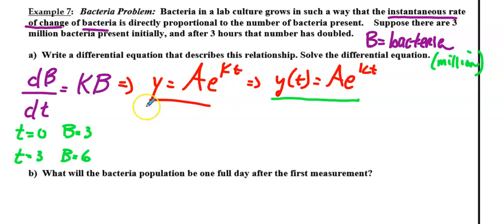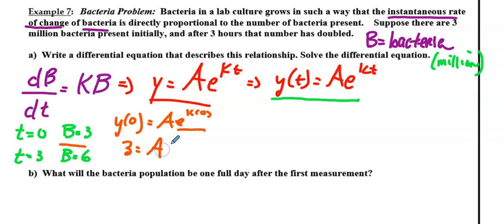So the first thing we're going to do is plug in when we have t equals 0. We get A e to the K times 0. Well, this is just 1, right? Because 0 times K is 0, and so e to the 0 is 1. So we get that, and we actually know what that value is, right? We know that y of 0 is equal to 3. So 3 is going to be equal to A times 1. So our A is going to be equal to 3.